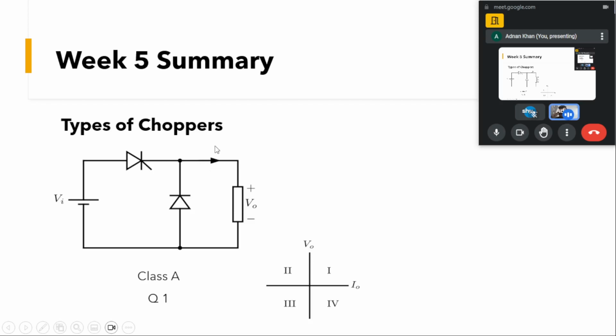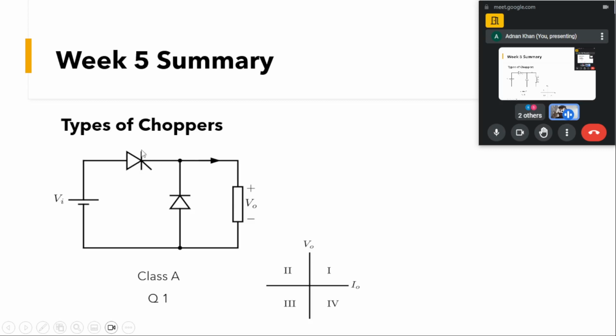If you're taking this direction as positive, we can say that this kind of converter is able to have positive voltage and positive current at the output. So we can say that this type of chopper is a quadrant 1, class A chopper, and it operates in the first quadrant because we have a positive voltage and a positive current here. The current cannot go negative here.